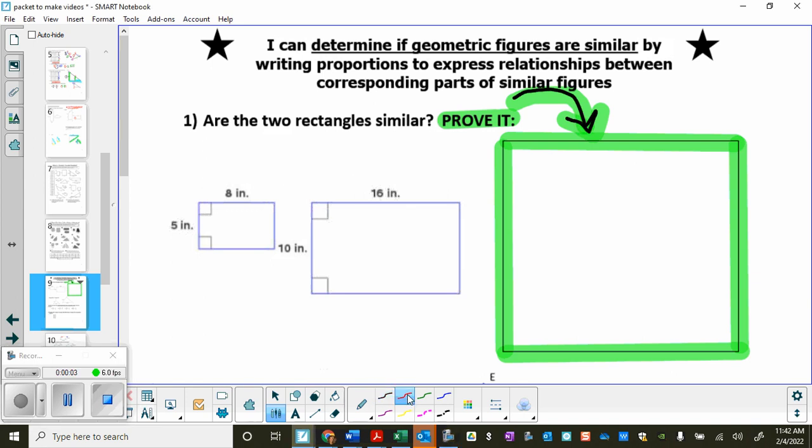All right, hey there. So in this video, what we're going to be looking at is similar figures still. And you're going to notice that we're going to have dimensions instead of unknowns.